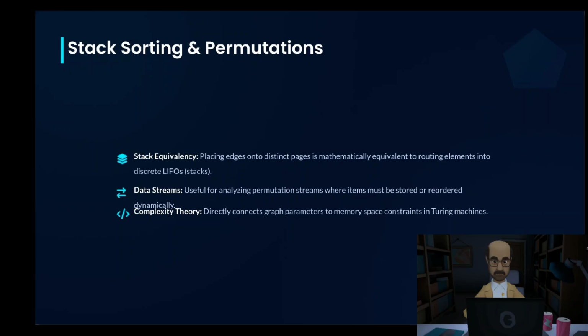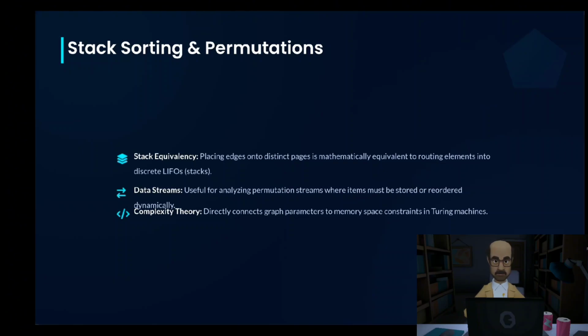Next, let's explore an interesting connection between this topic and computer science, specifically regarding stack sorting and permutations. First, let's talk about stack equivalency. Placing edges onto distinct pages in a book embedding is actually mathematically equivalent to routing data elements into discrete last in first out structures, or what we commonly know as stacks.